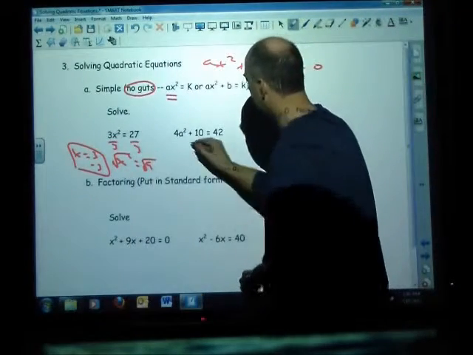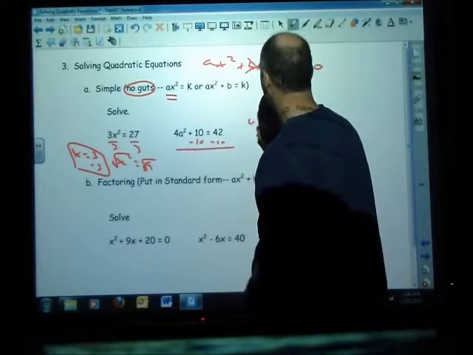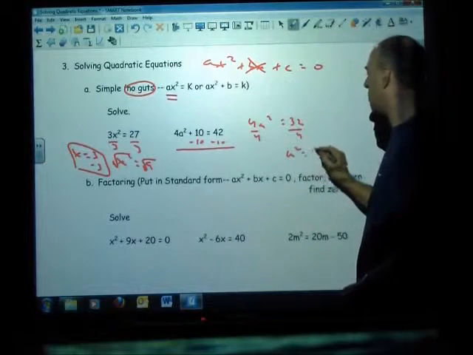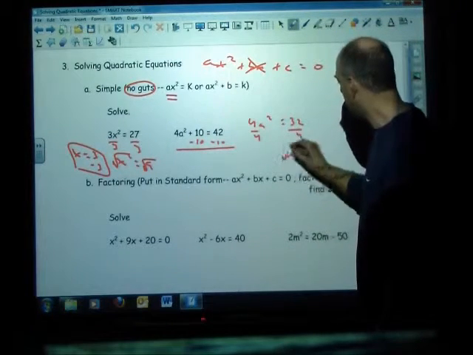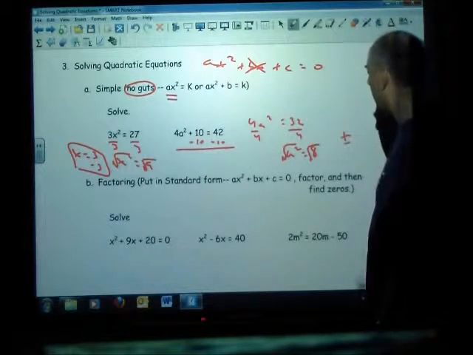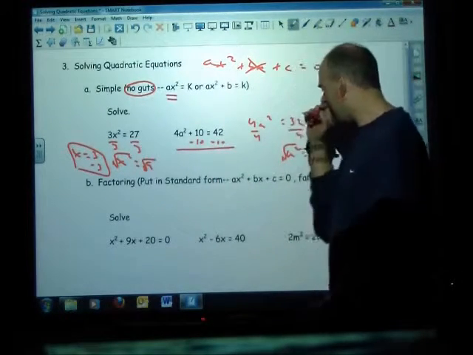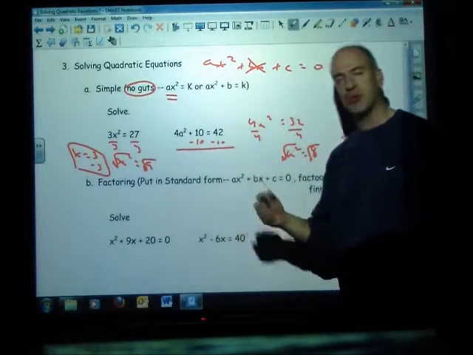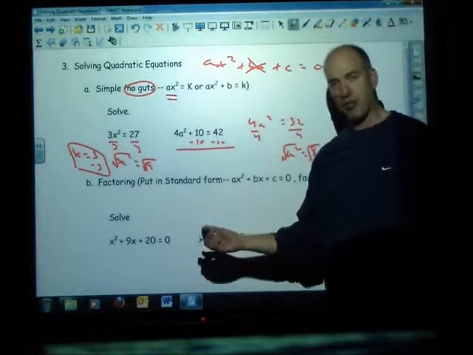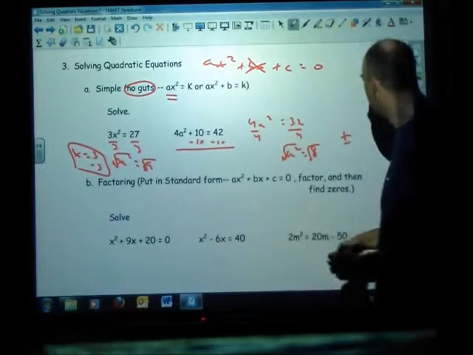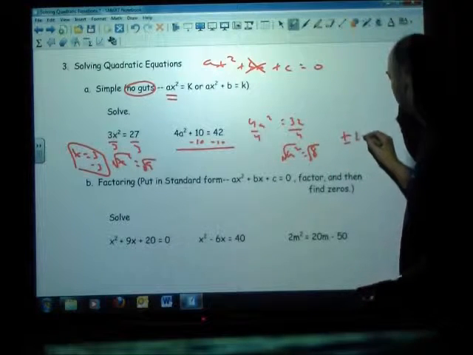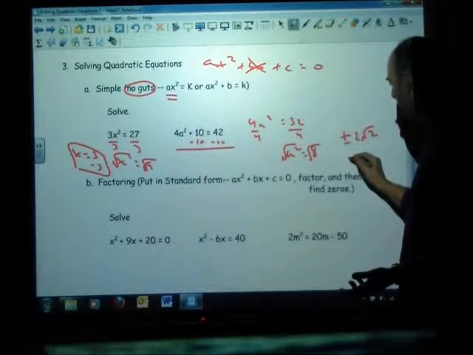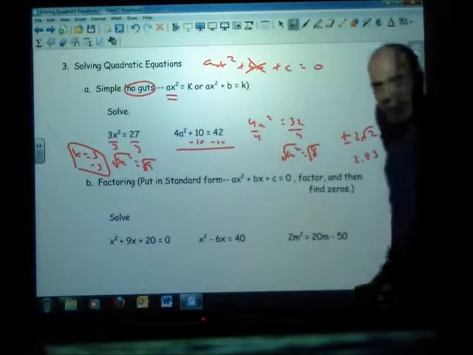Okay, similarly here, add 10 to both sides, 4a squared equals 32, divide by 4, a squared equals 8. We square root. You will always have a plus or minus in front of that because there are two sides to the parabola. Now, this is going to be an irrational answer. The square root of 8 is somewhere between 2 and 3, closer to 3, because 3 squared is 9, 2 squared is only 4. But you can leave it in root form and simplify, that'd be 2 root 2, or you can use a calculator and you get about 2.83 if you round it.